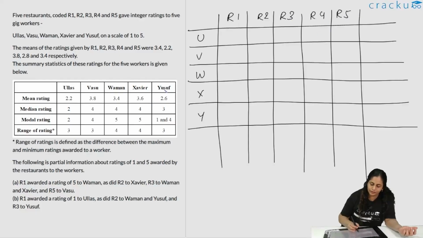And then we have values for Ullas, Vaman, Vasu, etc. We have values for median, modal and range of rating as such. So all of that we'll consider once. So let us consider what are the values that are given.